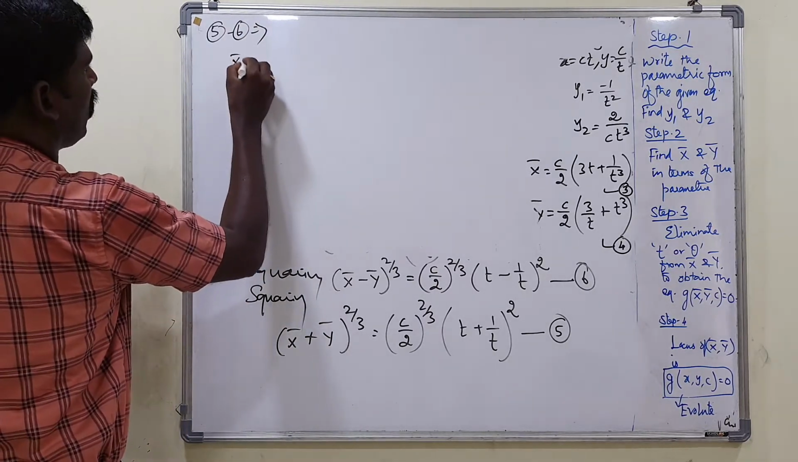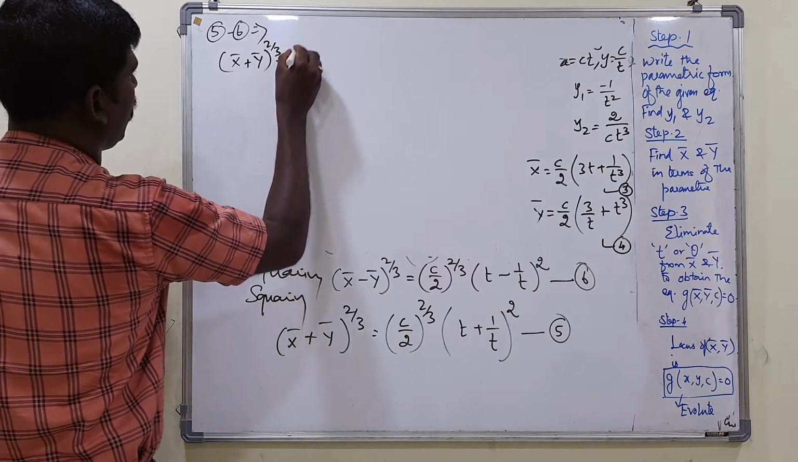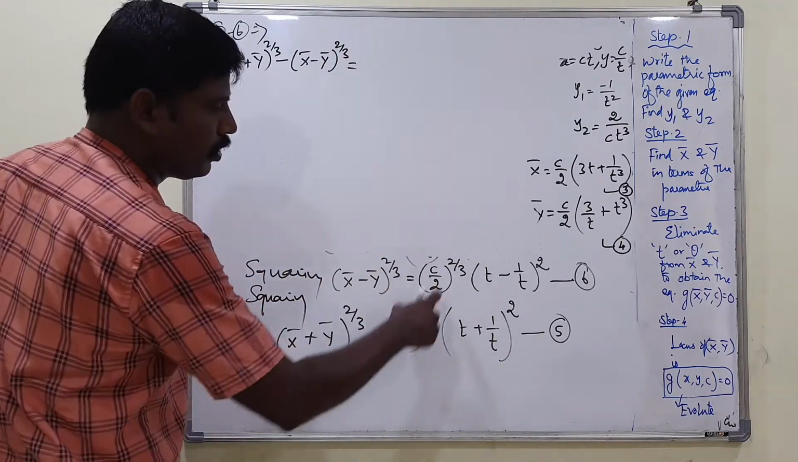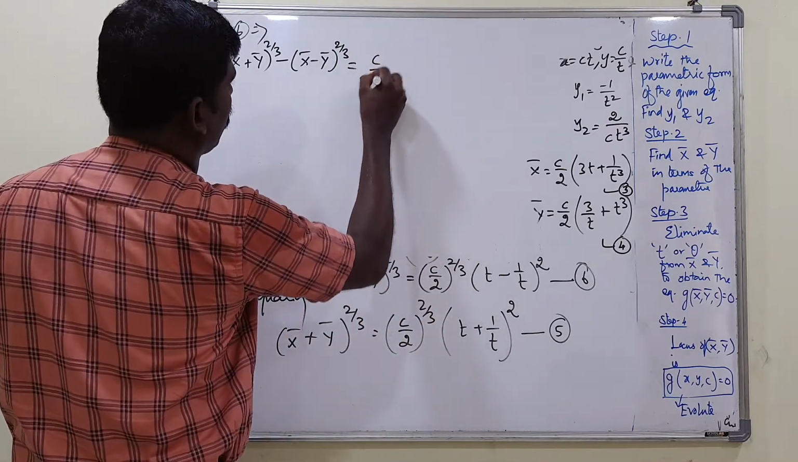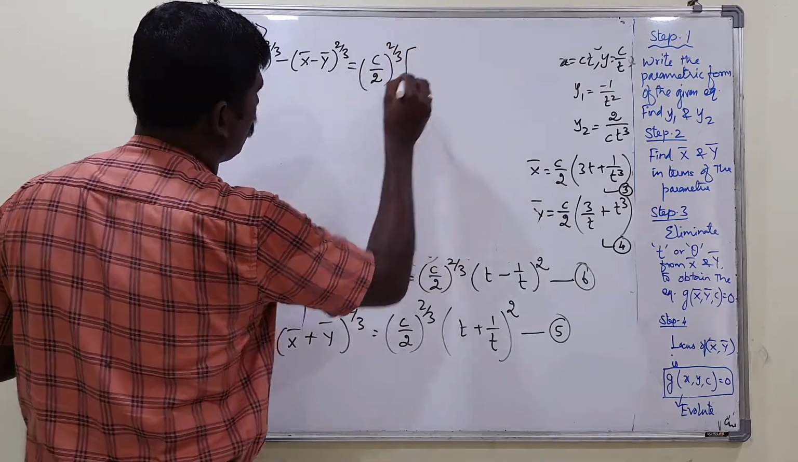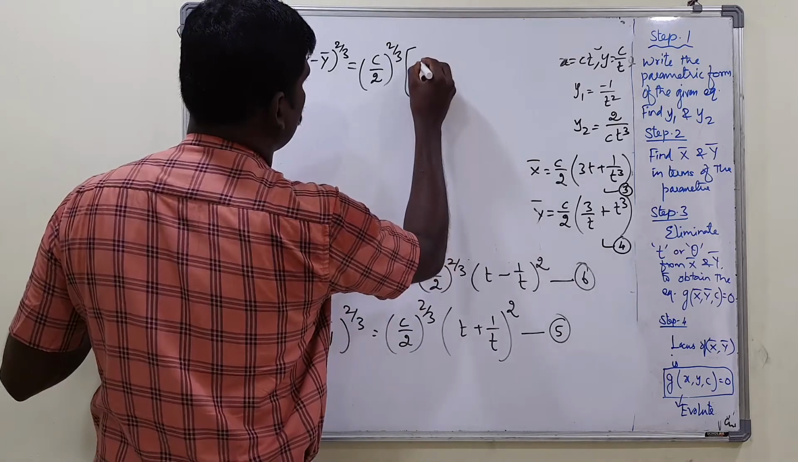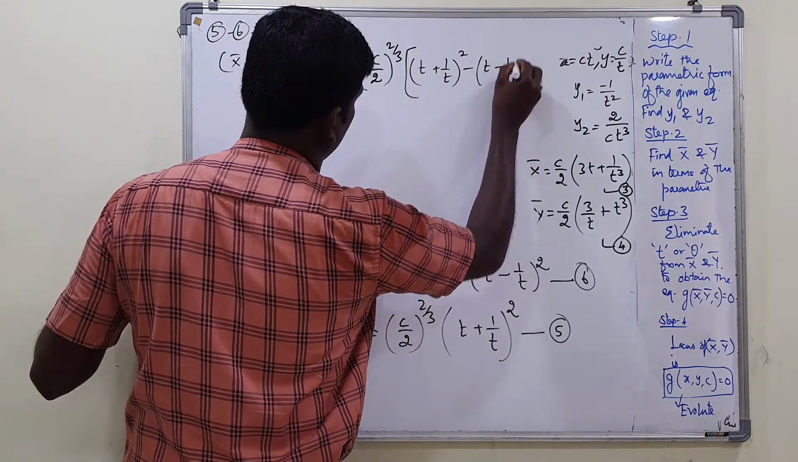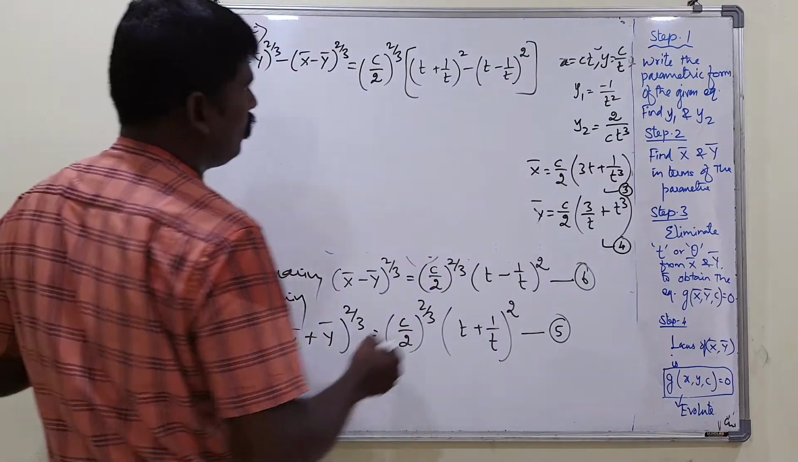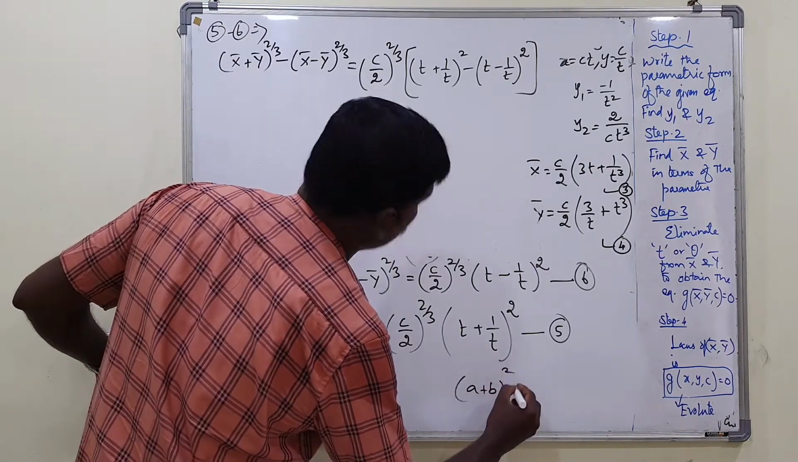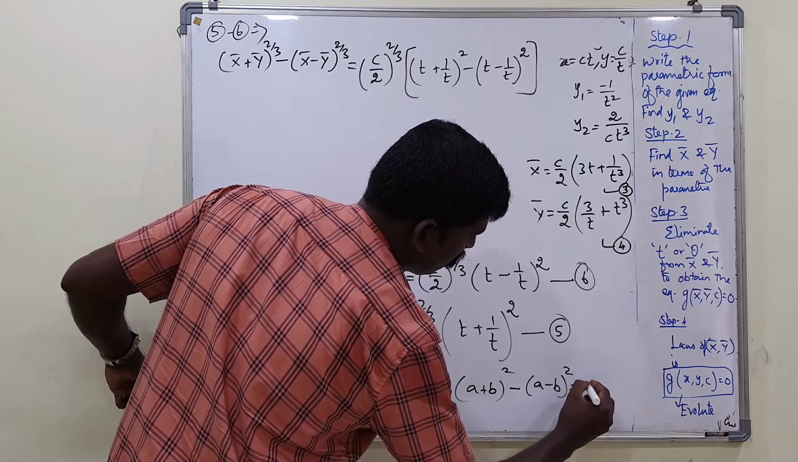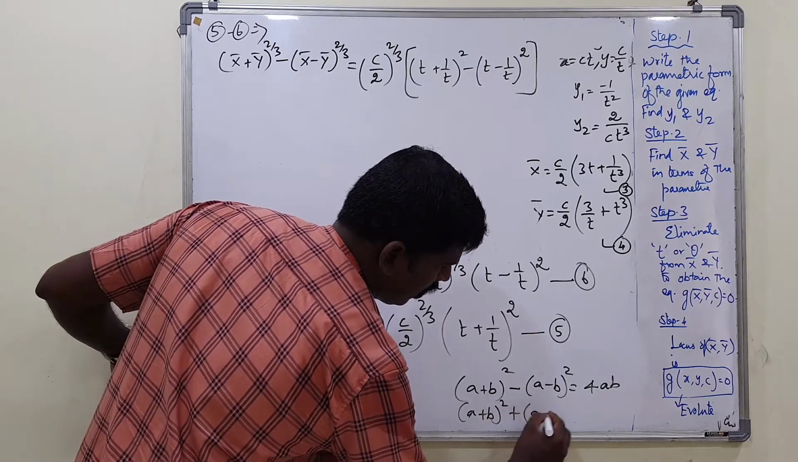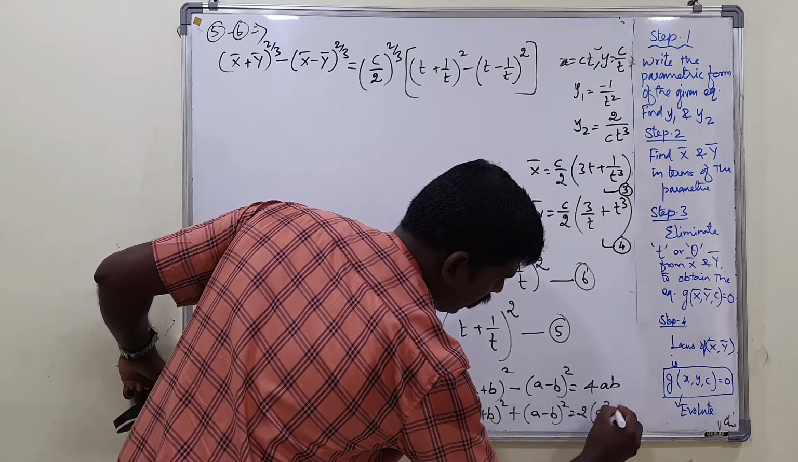So (x̄ + ȳ)^(2/3) minus (x̄ − ȳ)^(2/3) equals, in both terms (c/2)^(2/3) is common. So I write (c/2)^(2/3), and what remains is this minus this: (t + 1/t)² − (t − 1/t)². We know the formula for (a + b)² − (a − b)² is equal to what? 4ab. Suppose (a + b)² + (a − b)² is equal to what? 2(a² + b²).